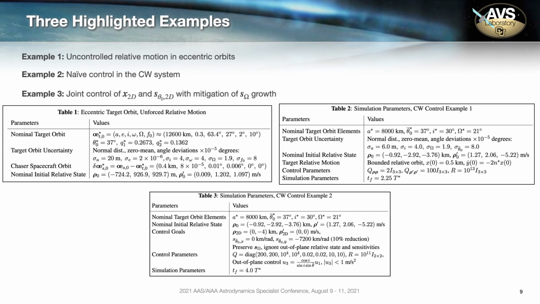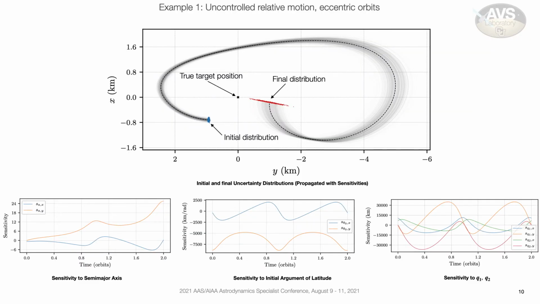For each of the three cases, these three tables give the uncertainty distribution in the target elements, nominal initial relative state, and other parameters. So here's the first case. Starting with the select sensitivity plots on the bottom, note that only sensitivity to semi-major axis displays secular drift, while the sensitivity to other elements are periodic. And these sensitivities are linearly multiplied with the initial target orbit element uncertainty distributions, and we very quickly get this result of how the uncertain relative state evolves over time for a sample of, in this case, 1,000 points. And this is done in just a few seconds.